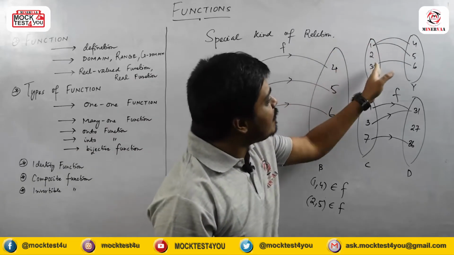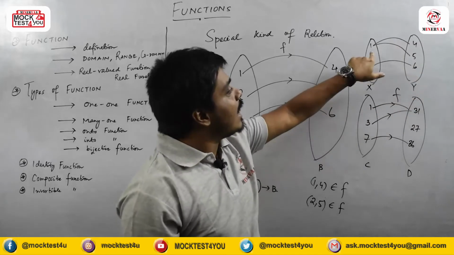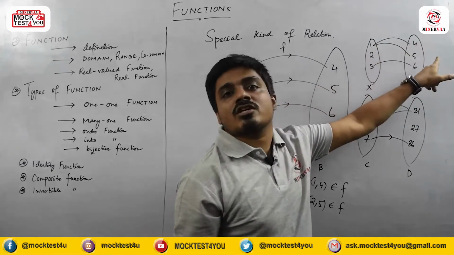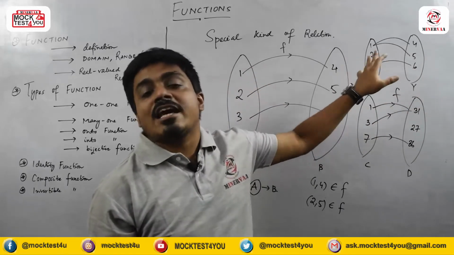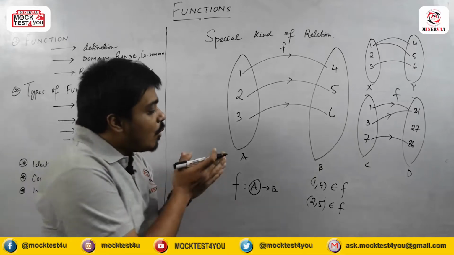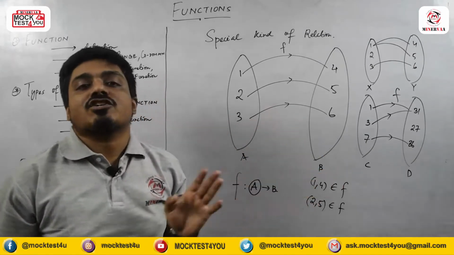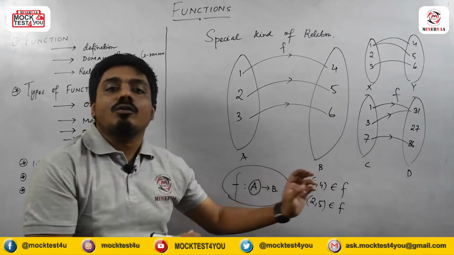Because every element in X does not have a unique image. The element 1 has 2 images. The element 2 has no image at all. So this relation is not a function. So this is how we denote whether a relation is a function or not. This is how we denote a function from A to B.